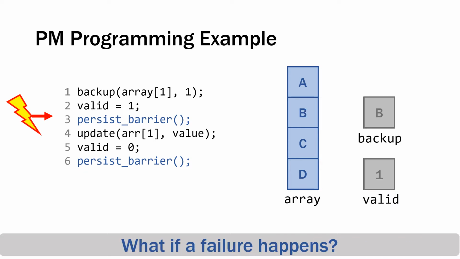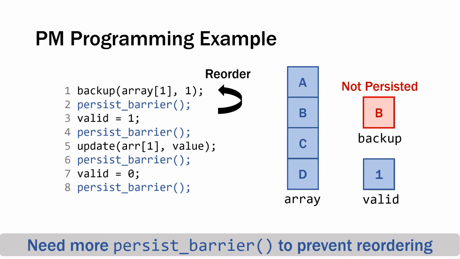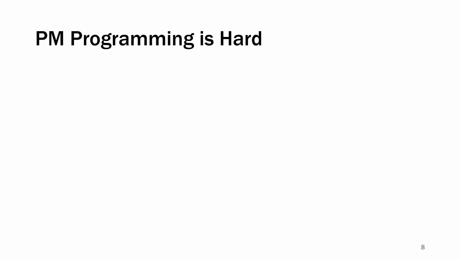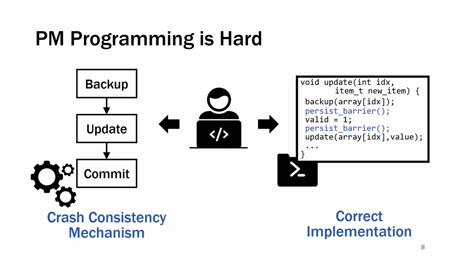It seems correct, but what if there's a failure? Because the writes can reorder, it's possible that the backup is not persisted before the valid. And then the program can use a non-persistent backup for the recovery, so it's causing inconsistencies. The solution is to insert more persist barriers in between all the writes, and with the reordering disabled, the backup is always persisted before the valid, and it is crash consistent now. As we can see, programming for persistent memory is very hard. Programmers first need to come up with crash consistent mechanisms, and then correctly implement the mechanism using the programming supports.